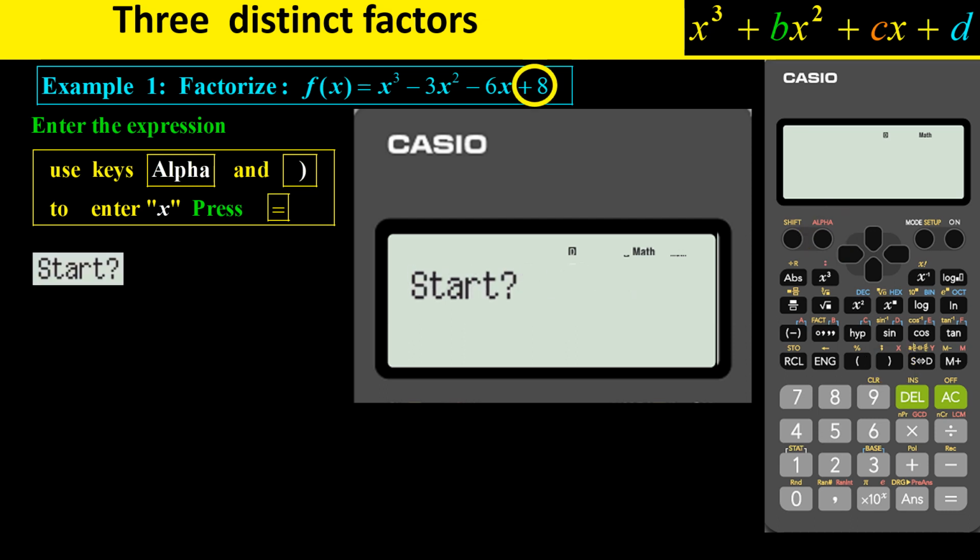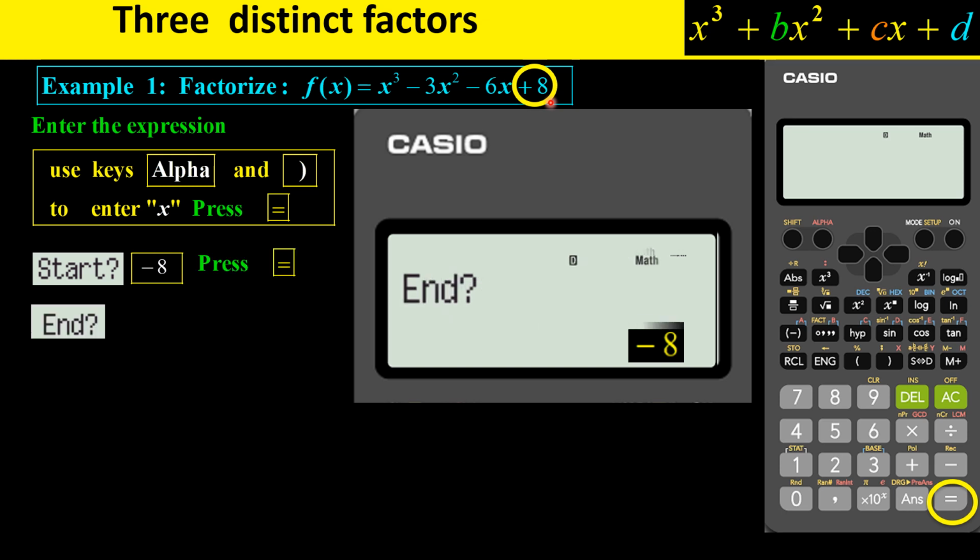Now, how do we start? We have to look at this constant value. That constant value indicates what your factors would be. Your factors can either be positive or negative. So you'll start at, let's say it's an 8, so let's use negative 8. You enter negative 8. Then you press equal again, and you'll see the word end. Where do you end on the positive side? You've got a range from negative 8 to positive 8.